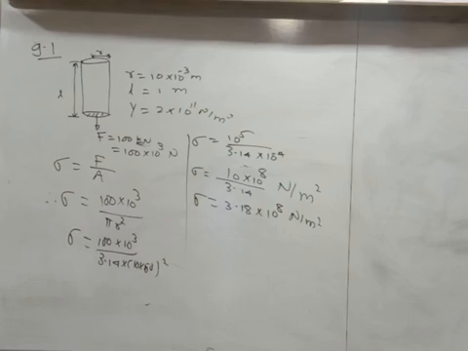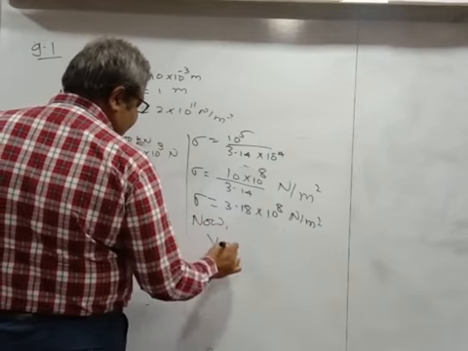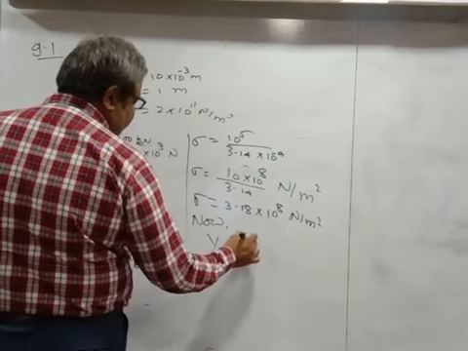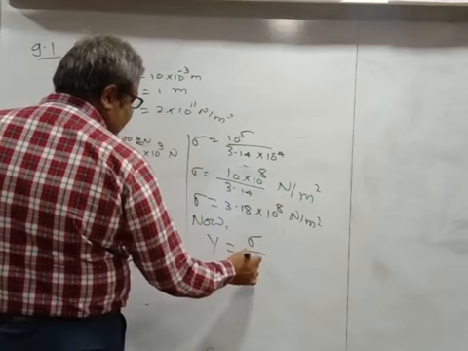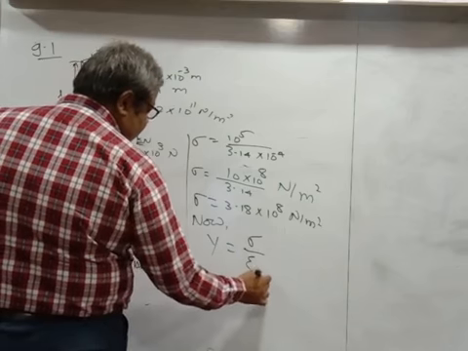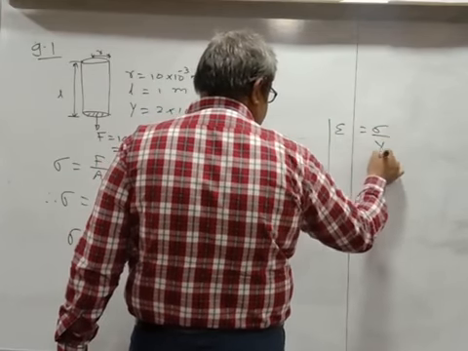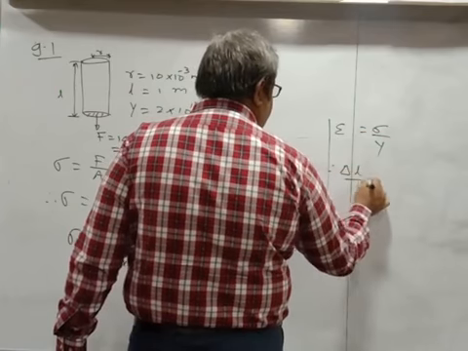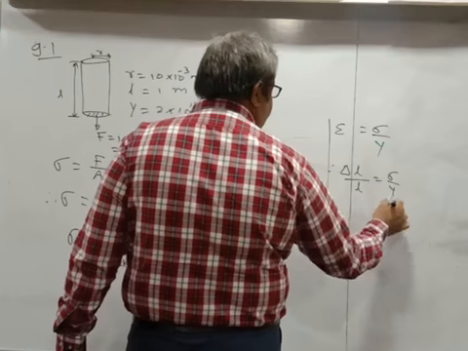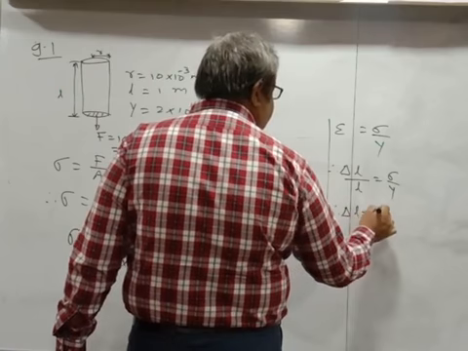Then they are asking us to find out the elongation also. So how to find out elongation delta L? Now you might be aware of the fact that they had given the value of Young modulus for the structural steel. So Young modulus is equal to sigma upon epsilon. So Young modulus into epsilon is equal to sigma. So epsilon is equal to sigma upon Young modulus. So epsilon is equal to delta L by L is equal to sigma upon Young modulus.